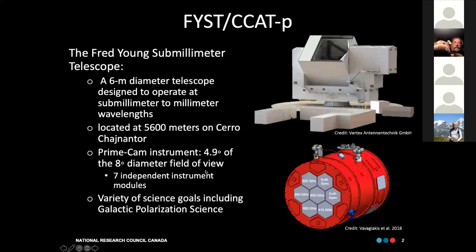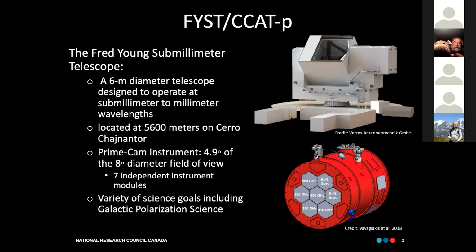We just had two great talks on FYST, and Thomas presented the instrumentation side at the beginning of his talk.